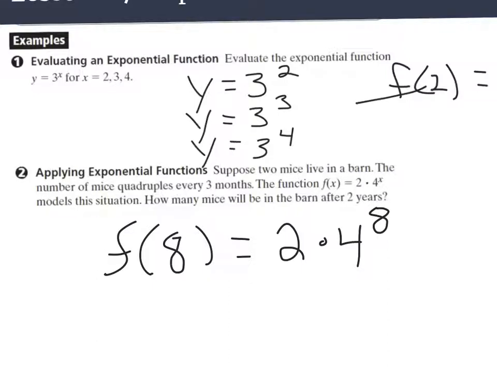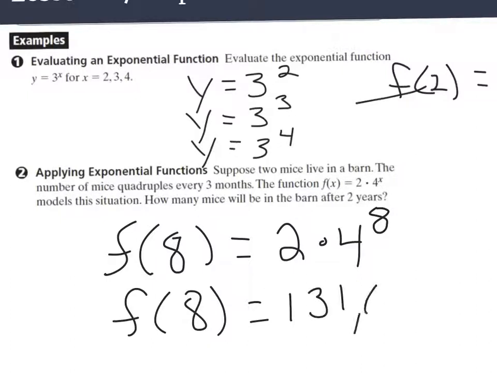And now we have 2 times 4 to the 8th. And then we can punch that into our calculator. And when we punch that into the calculator, we get f of 8, okay, because that's the 8 times that we've quadrupled our mice, gives us 131,072 mice. Okay, that's a lot of mice. But again, we are taking those initial 2 mice, and every 3 months we're multiplying however many mice are there by 4.